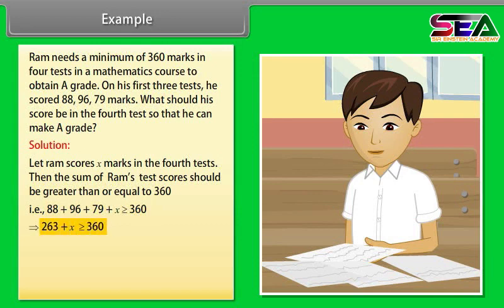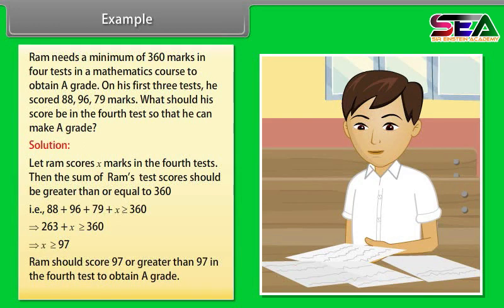It implies 263 plus x greater than or equal to 360. It implies x greater than or equal to 97. Ram should score 97 or greater than 97 in the 4th test to obtain A grade.